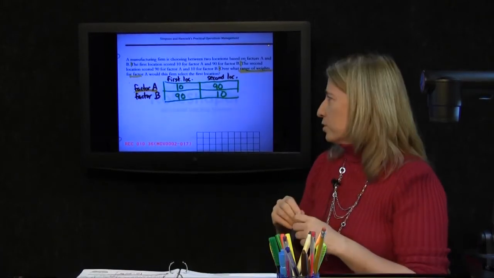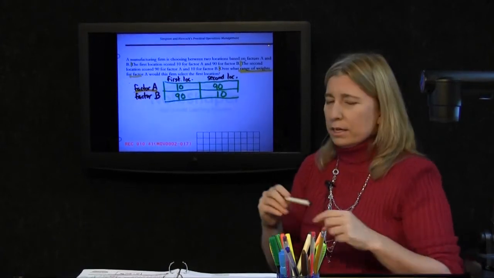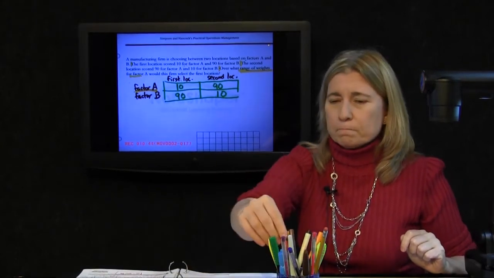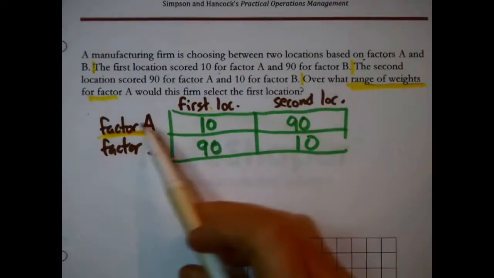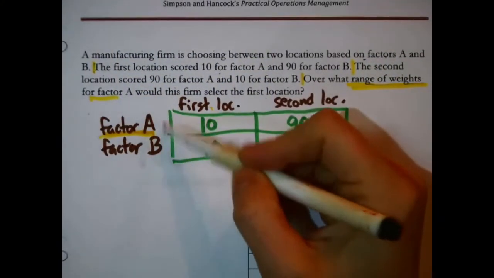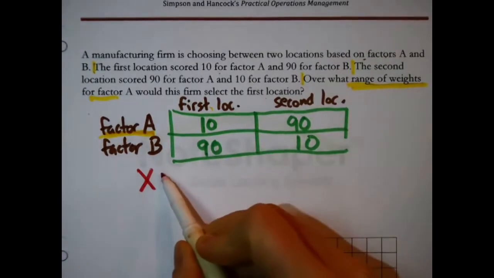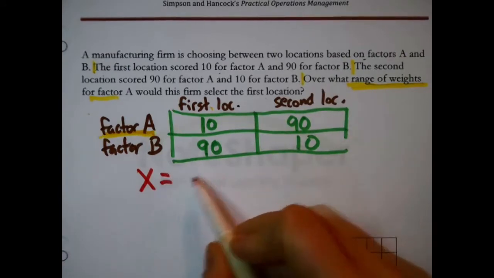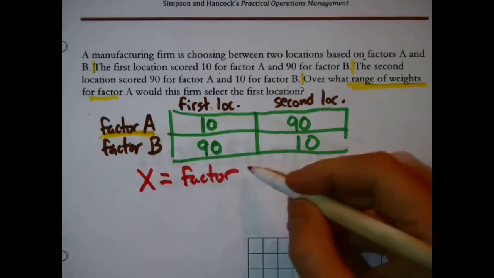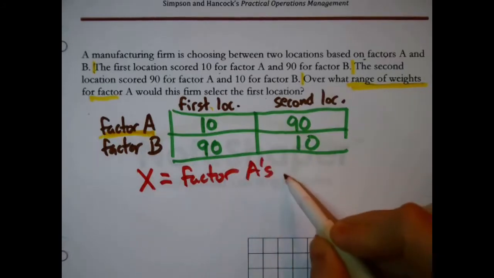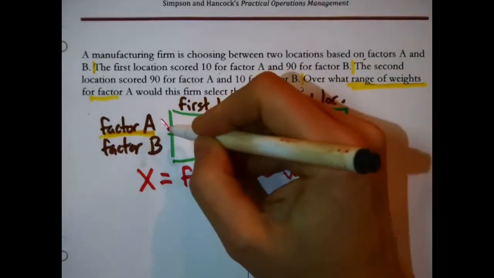To answer the question, I need to think, what is it here that's mysterious? Well, the range of weight for factor A. Yes, I don't have these weights, right? So I am going to choose a symbol to represent the mystery. What is this? X. Let's let X equal factor A's weight. Right? So it'd be like right there.